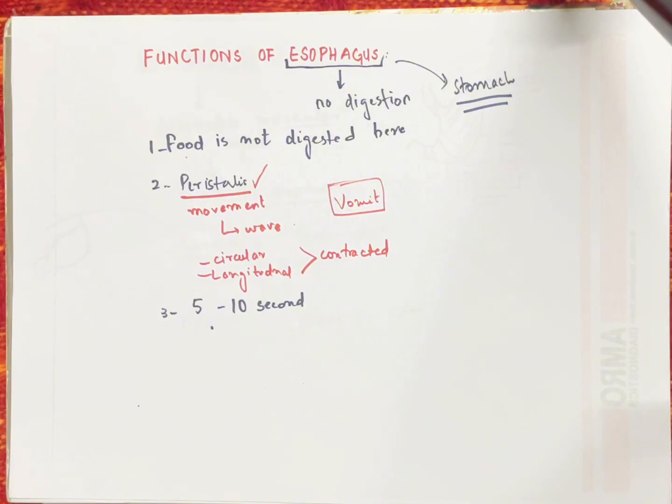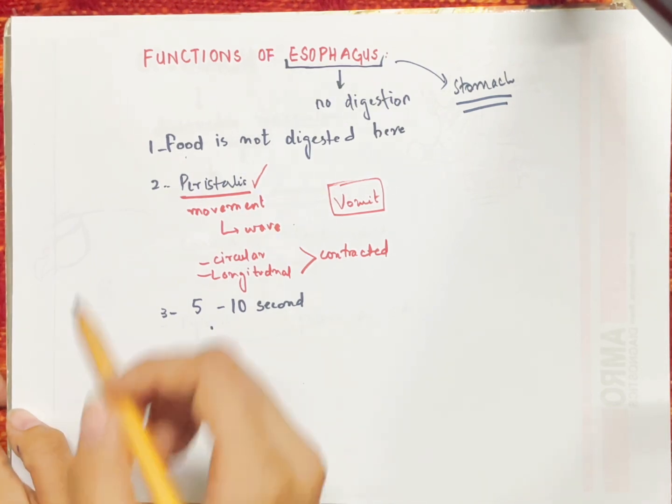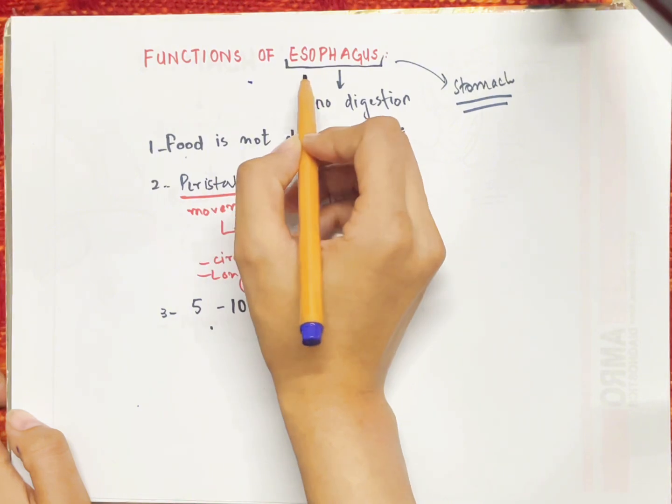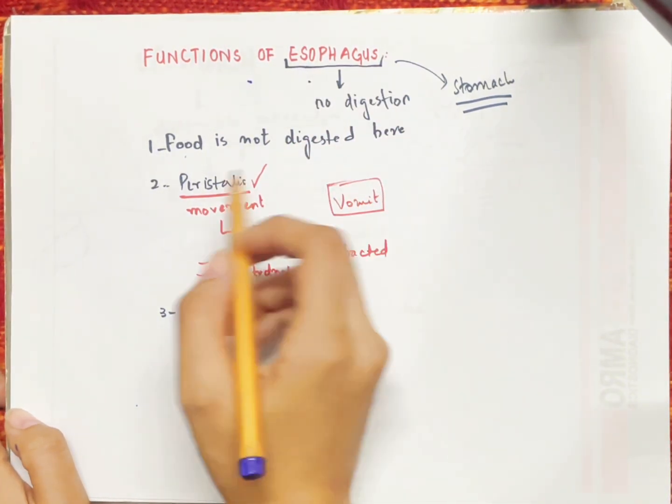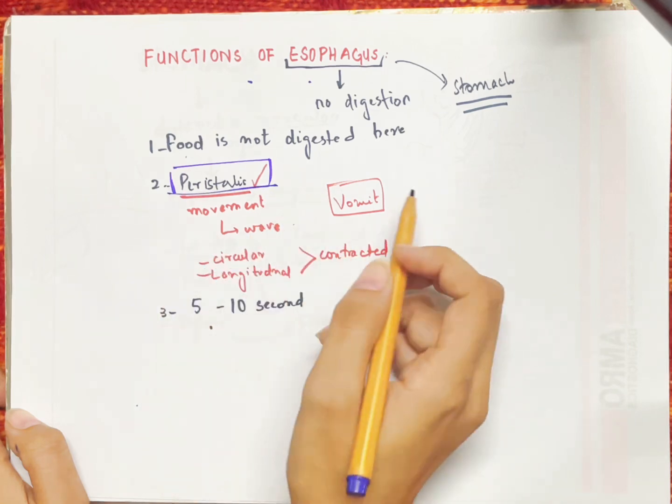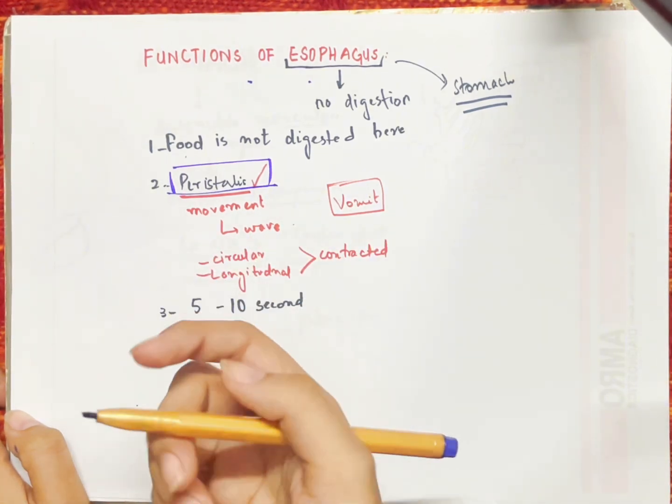After that, let's discuss the functions of the esophagus. In the process of digestion, the esophagus is not included. However, it is a part of the digestive system. The esophagus helps to convey the food particles from the mouth to the stomach. The esophagus is also involved in a process known as peristalsis. Peristalsis means the downward movement of the food particles.